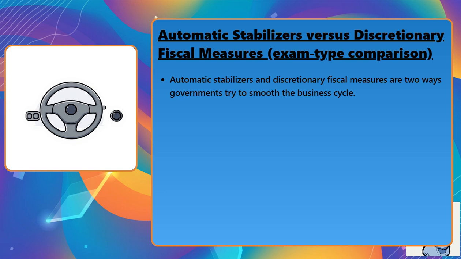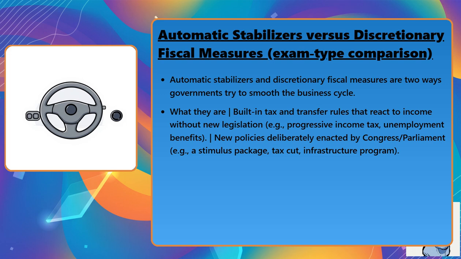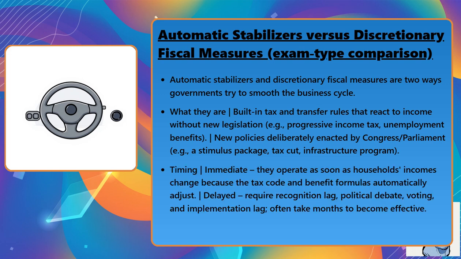Automatic stabilizers and discretionary fiscal measures are two ways governments try to smooth the business cycle. What they are: automatic stabilizers are built-in tax and transfer rules that react to income without new legislation, for example, progressive income tax and unemployment benefits. Discretionary fiscal measures are new policies deliberately enacted by Congress or Parliament, for example, a stimulus package, tax cut, or infrastructure program. Timing: automatic stabilizers are immediate. They operate as soon as households' incomes change, because the tax code and benefit formulas automatically adjust.